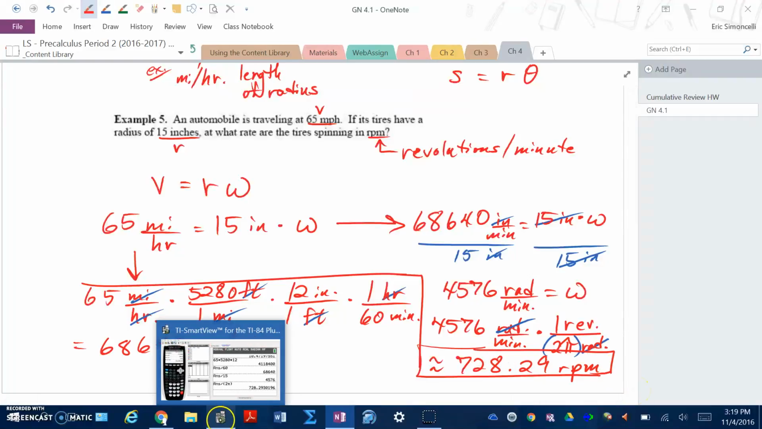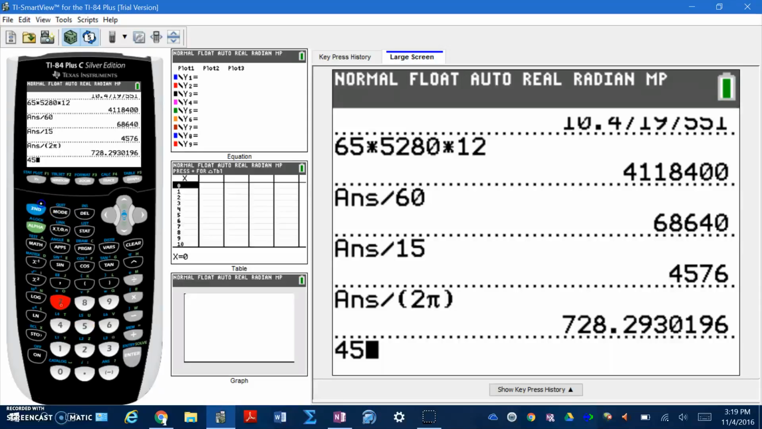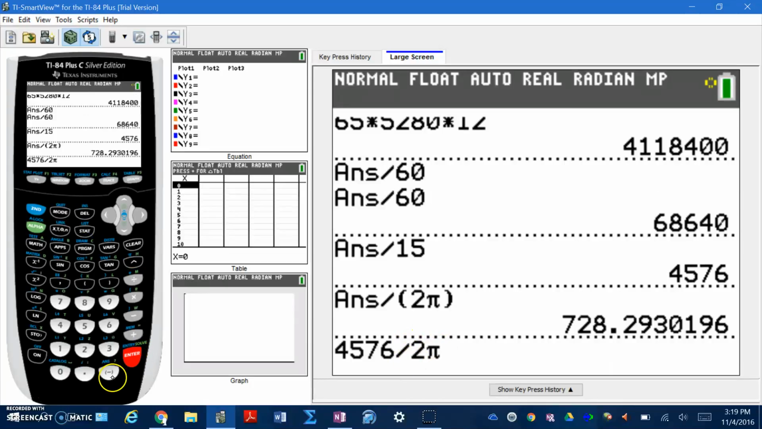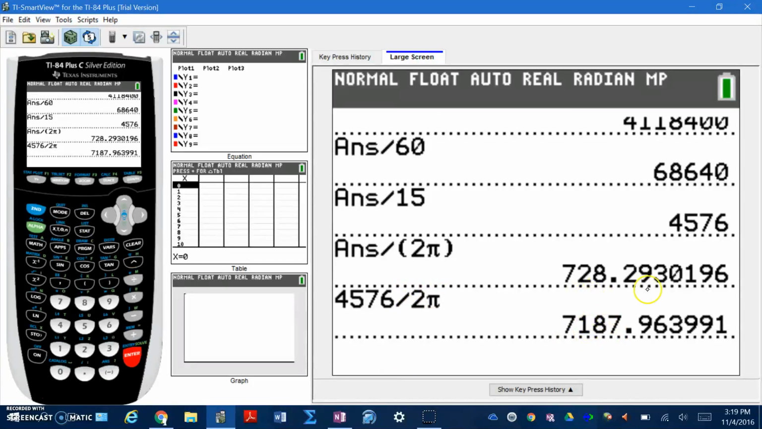I do want to just show you the difference, though, if you had not put 2 pi in parentheses. Again, this is my cautionary note here. Do not do this without parentheses, because the calculator does the division of 2 first, and then it multiplies that quantity by pi. So obviously that number is not the same as the real answer here, 728.29 RPM.